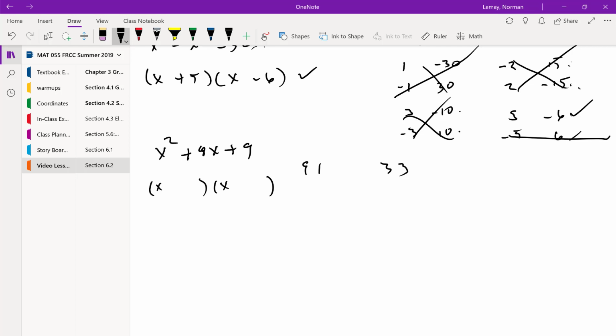What do you think? Do any of these work? How about -9, -1, -3, -3? So none of these are going to work. So we can come back and say that this is prime.